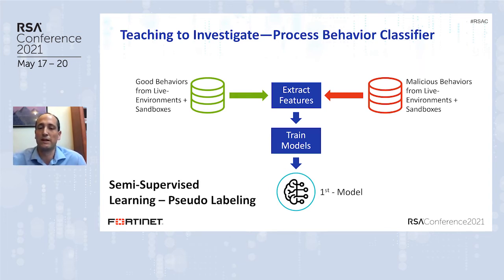Okay, so process behavior classifier. Here we need a more complex learning algorithm, and we use pseudo-labeling for the first stage.